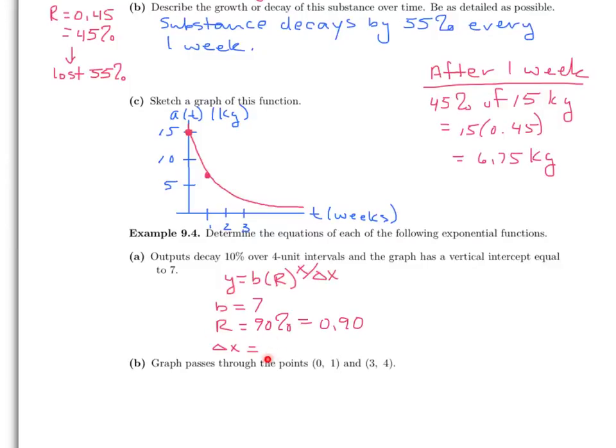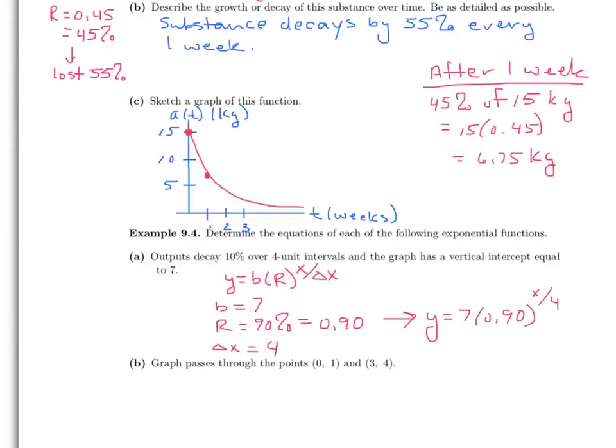The delta x represents how long it takes to accomplish this level of decay, and you're told that it takes 4 units of time for this to happen. So delta x is 4. Now that we've figured out the b, the r, and the delta x, we can write down the equation for this function. Y equals 7 times 0.90 raised to the x divided by 4.